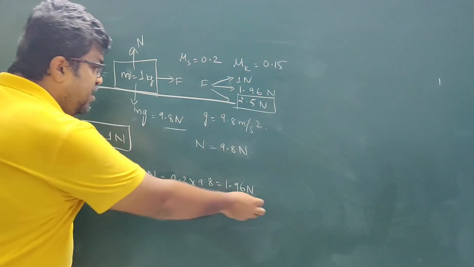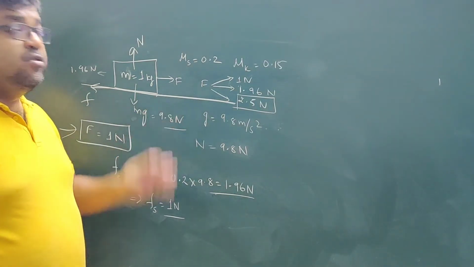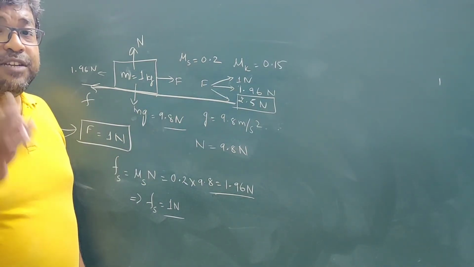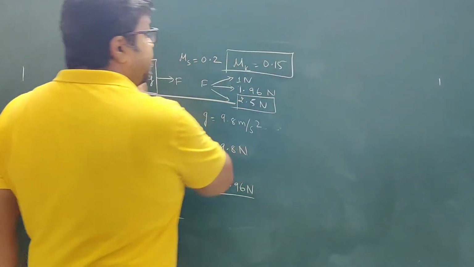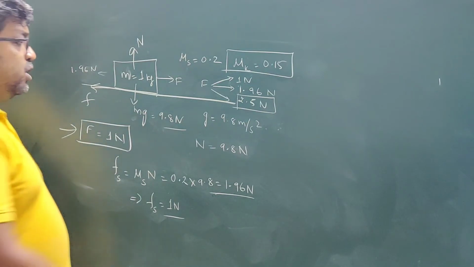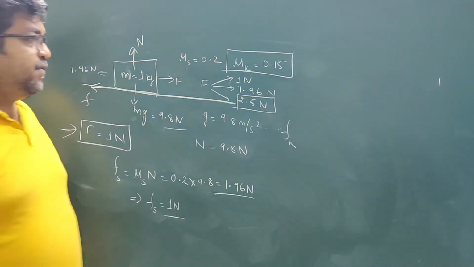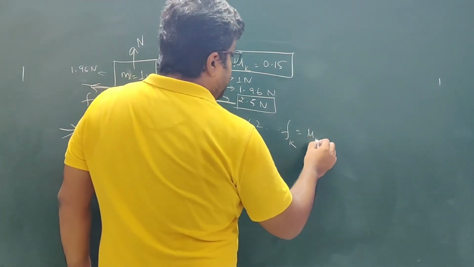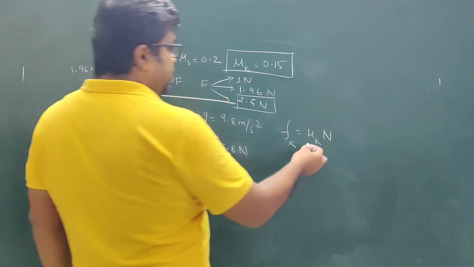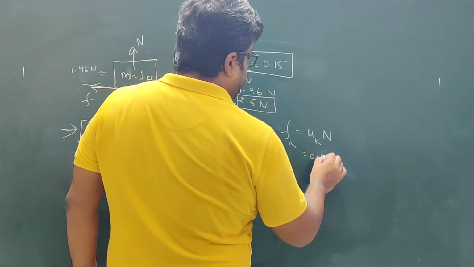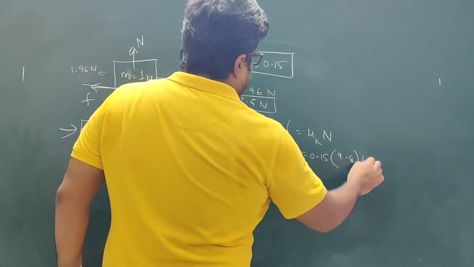As you can see, the static friction value is 1.96 Newton and the applied force is 2.5 Newton. So that means now the block will not remain at rest. It will start moving. Once it starts moving, kinetic friction comes into the picture. So here we need to calculate the kinetic friction, Fk. That will be equal to mu k, the coefficient of kinetic friction, times the normal reaction. So this is 0.15 times the normal reaction. The normal reaction is 9.8, so this much.